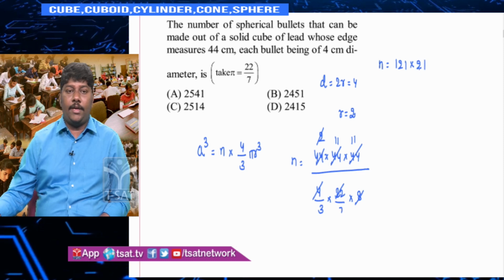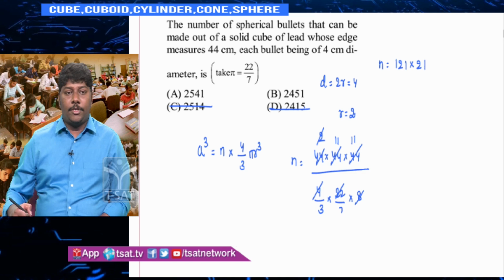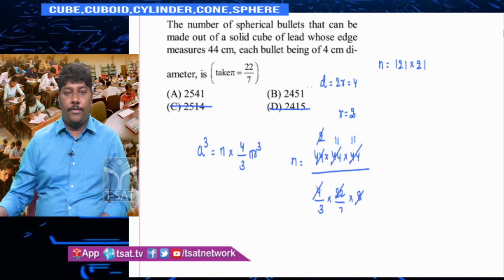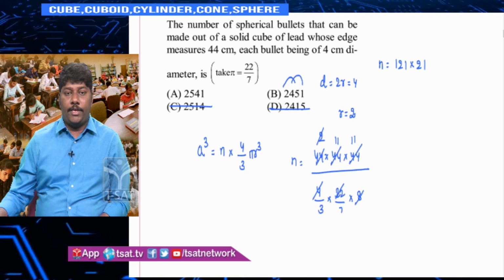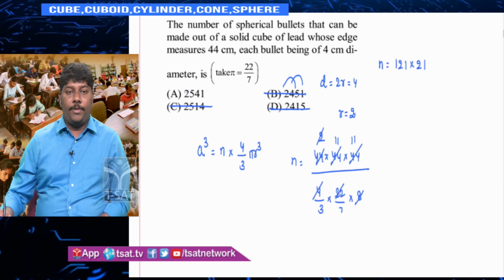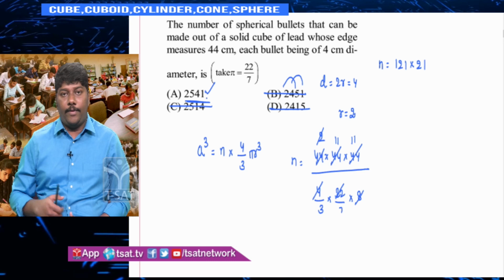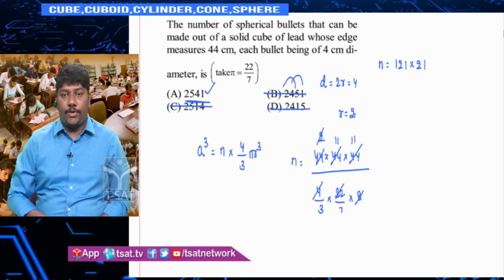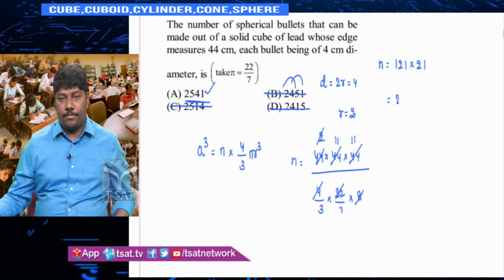By looking at it, you can eliminate these two options. And the number must be divisible by what? The number must be divisible by 11. 4 plus 1 is 5, 2 plus 5 is 7, so it is not divisible by 11. So by eliminating that option also, you can say your answer is 2541, because this is divisible by 11 and its unit digit is also 1. Even if you multiply, you are going to get 2541.